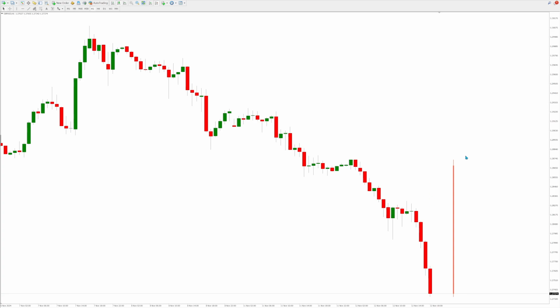So you can see here, okay, this is a pound dollar 1 hour chart on the MT4 trading platform. This is the daily candle here as the indicator displays. I got this indicator for free online.